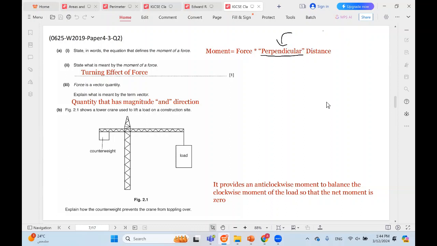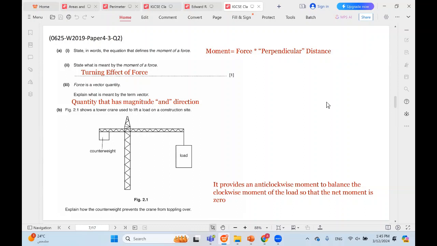State what is meant by the moment of a force. A moment of a force is basically the turning effect of the force. Force is a vector quantity. Explain what is meant by the term vector. Any vector is a quantity that has both magnitude and direction.